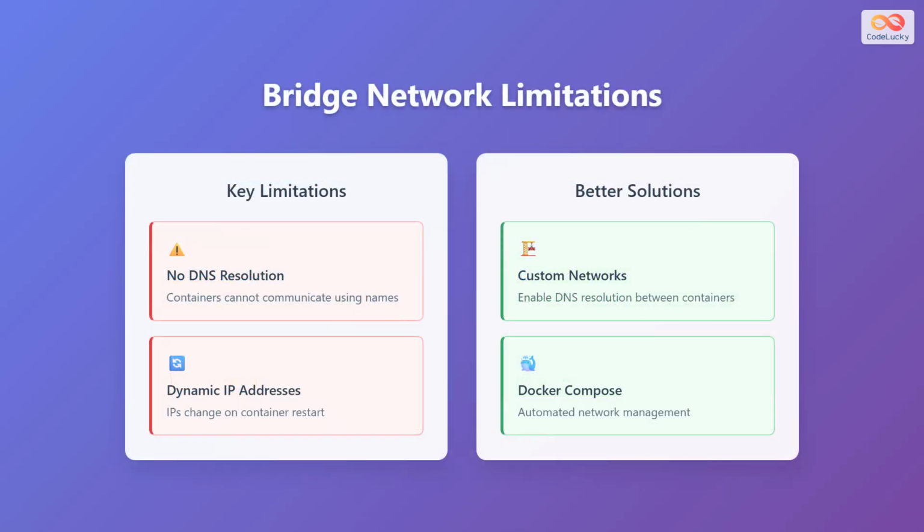The bridge network has key limitations. There is no DNS resolution, meaning containers cannot communicate using names. Also, there are dynamic IP addresses, meaning IPs change on container restart. Better solutions include using custom networks, which enable DNS resolution between containers, and using Docker Compose for automated network management.